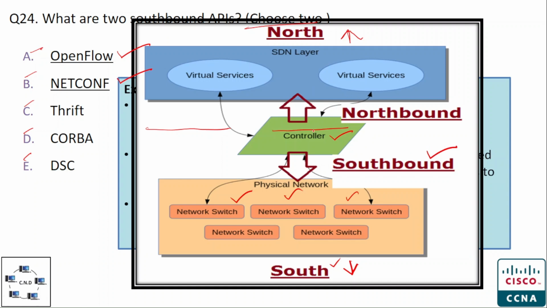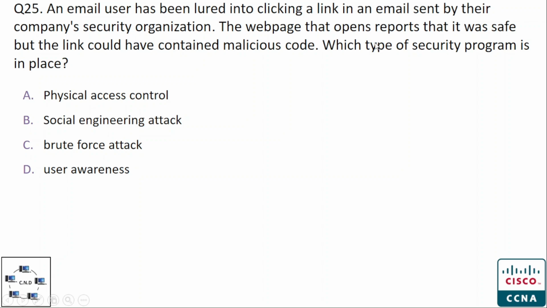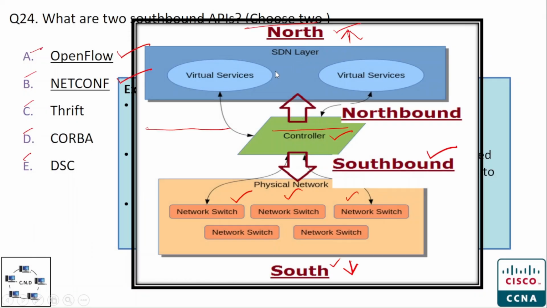While for the SDN layer above the controller, the direction in this case is towards north. Such as here we have virtual services, applications, etc. that consume these controller services. Since they are above the controller layer, these APIs are known as the northbound APIs. I hope this is clear.